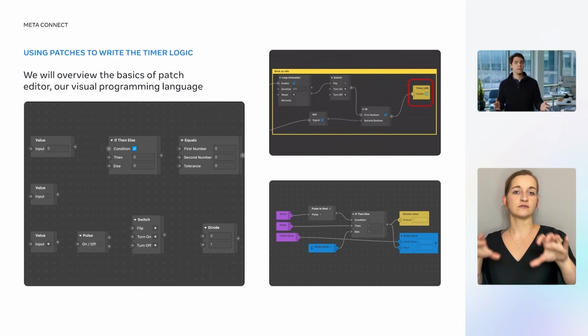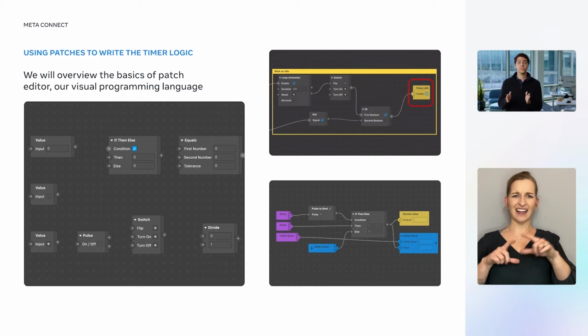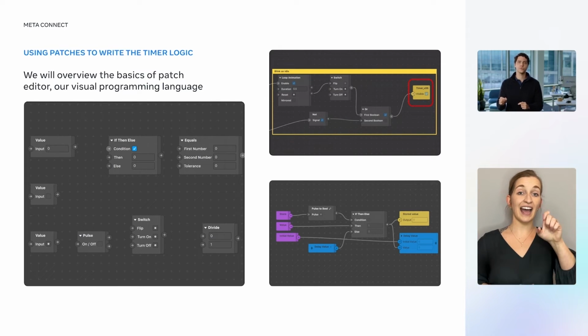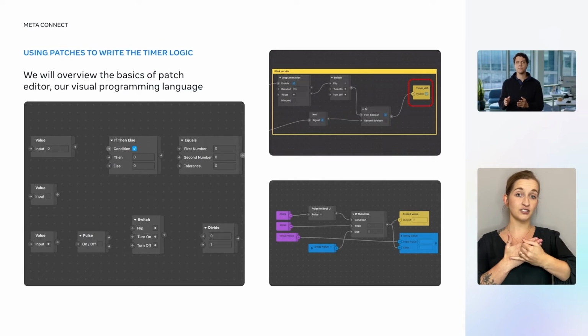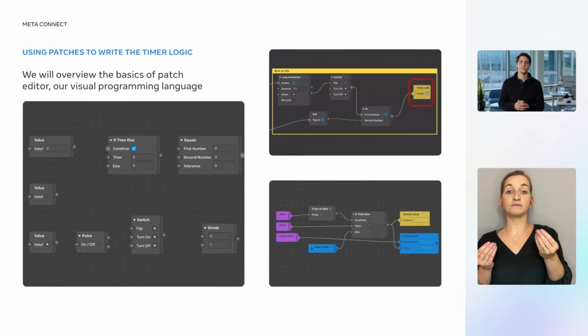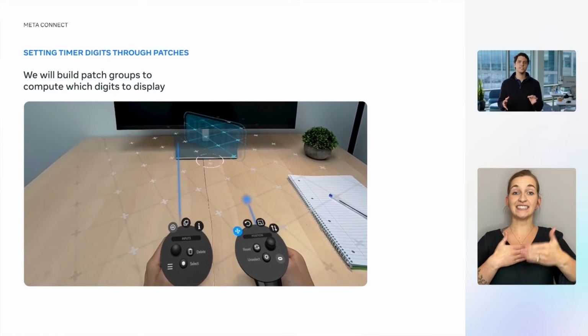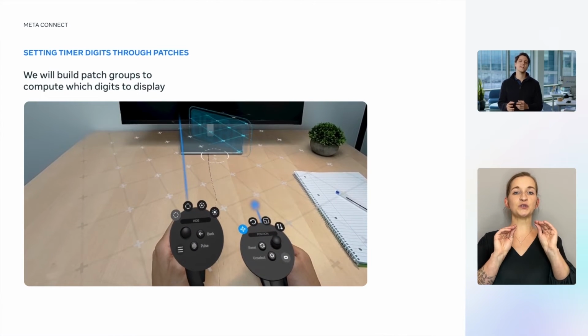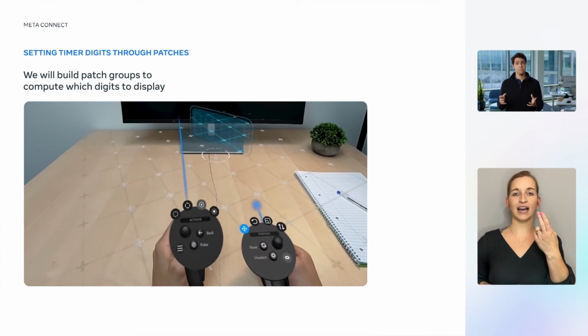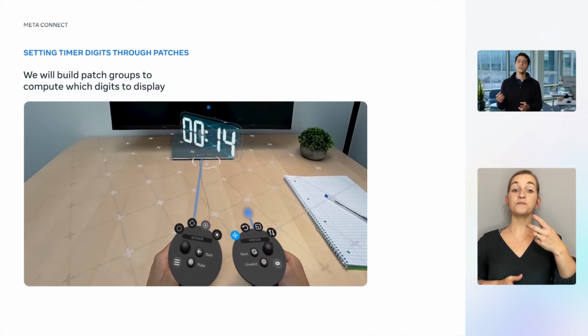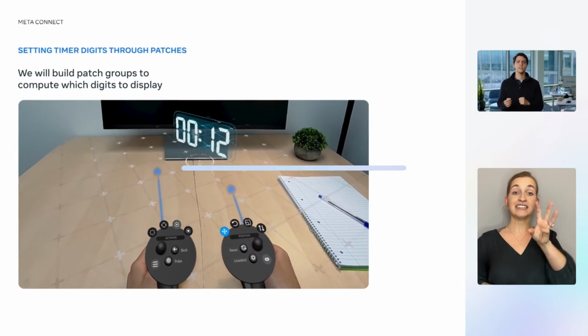Well, if you're wondering what those yellow patches are, those are consumer patches, and they are associated with assets and objects from your project. When you instantiate them into Patch Editor, you can dynamically change properties of your animations, textures, and other types of objects. Our next step is to create a patch graph to set the digits of the timer given the remaining countdown time. For example, if there's 67 seconds left, we should display 0107.